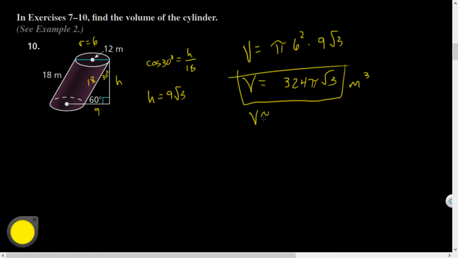You could also then get a decimal approximation for that. So 324 times pi multiplied by the square root of 3. Here we go. And I got 1,763.01 meters cubed. Those are meters. What? This thing is giant.